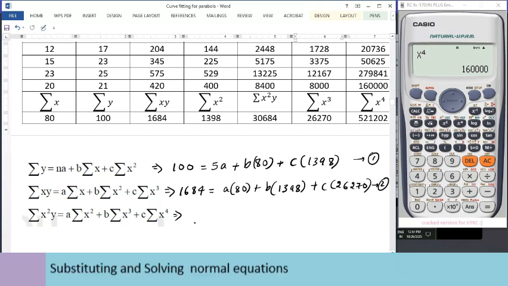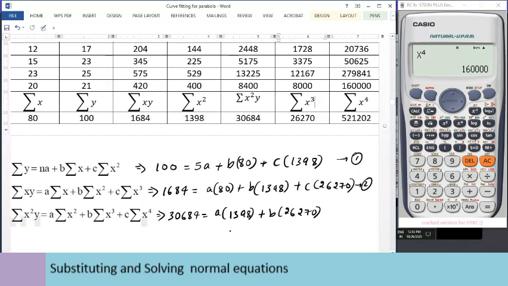Similarly, we have the last equation. So in the last equation, we want summation of x square y. The summation of x square y is 30684, which is equal to a summation of x square. We have here already. It is 1398 plus b, summation of x cube. Summation of x cube is 26270. Then just take this side plus c, correct? Don't write here only, plus c. Okay, plus c, summation of x raised to 4, that is 52120. This is equation 3. All the 3 equations you got? Yes, friends? You written? Okay.